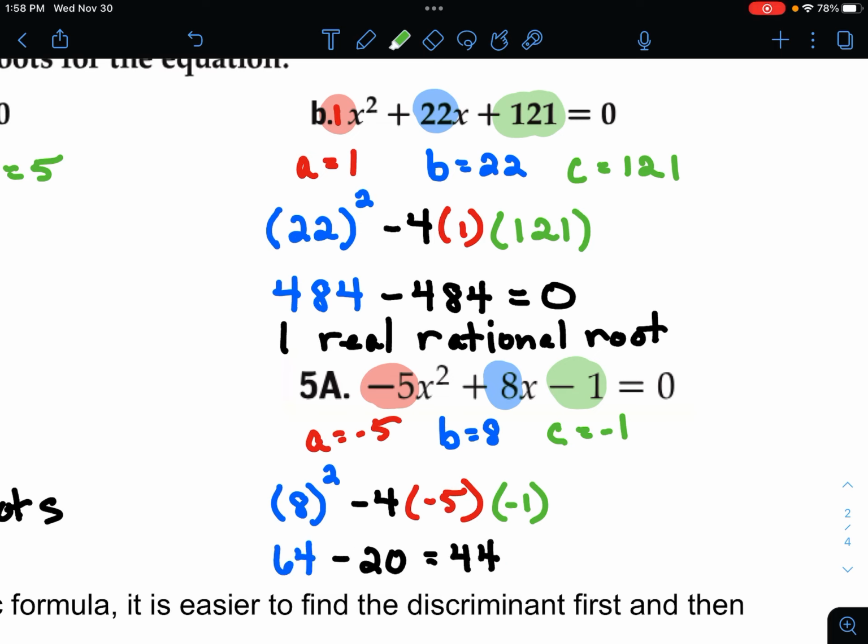Now, you might wonder, is that going to be two real rational roots? Is it two real irrational roots? Well, we could type this number, 44, into our calculator and see, will it give me a decimal or does it give me a nice whole number? Turns out 44 is not going to be a perfect square. It gives us a rough decimal. So we say then we have two real irrational roots. And there you go. That's the use of the discriminant in the quadratic formula.